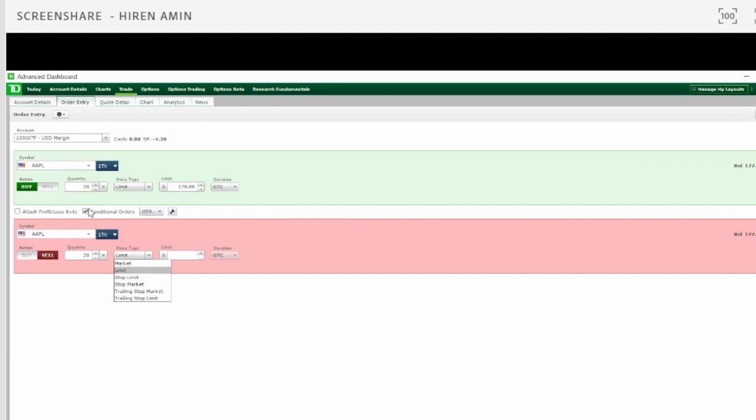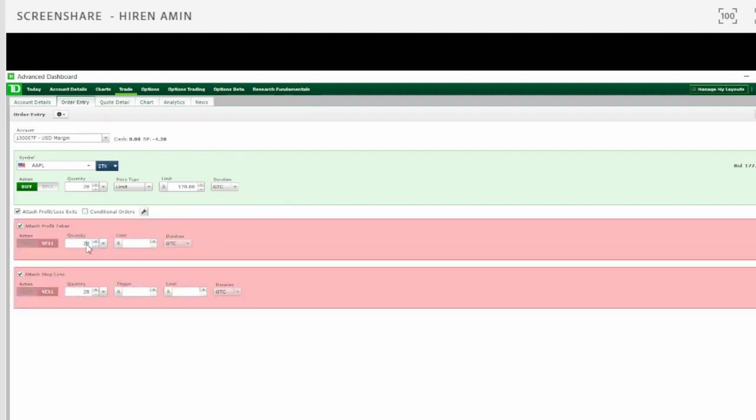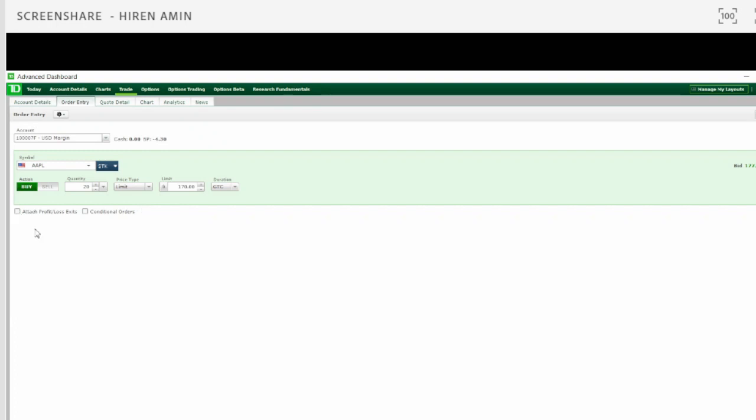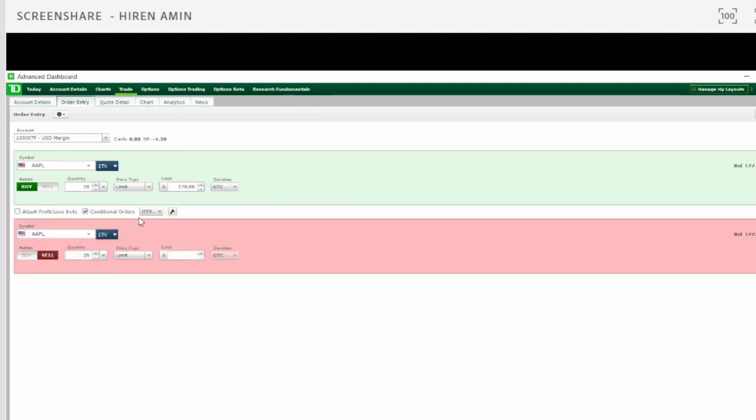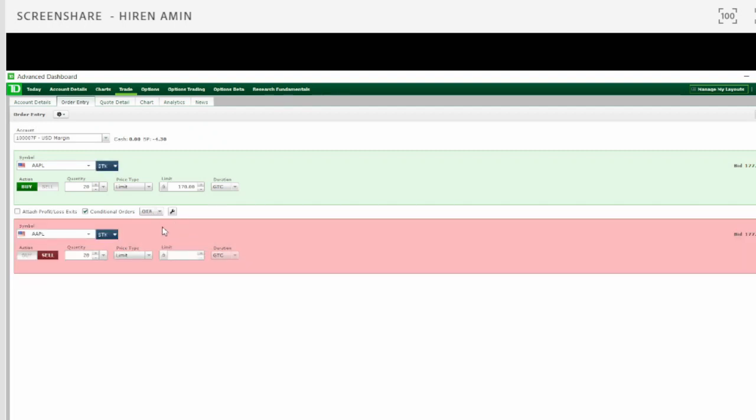You could do it as an attached profit loss, and if you go to conditional orders, we can possibly do it as an OCO. Actually, that'll cancel out the other one, but you'll have to put two orders in. Let's say you buy 20 and you want to sell half at a certain price, let's say 190. You'll notice I can't put another order because you can't stack an order up, unfortunately.